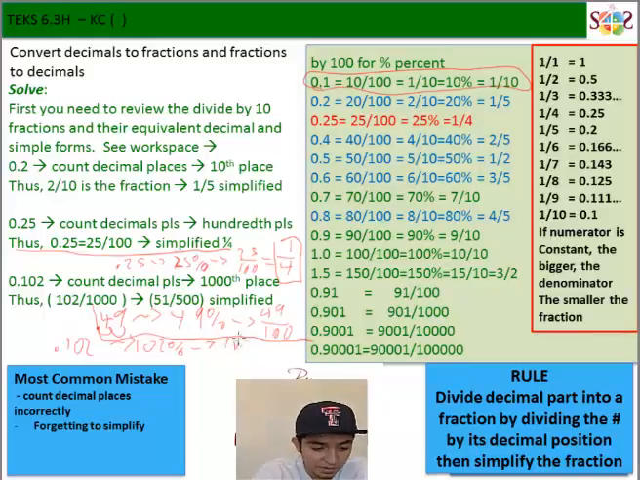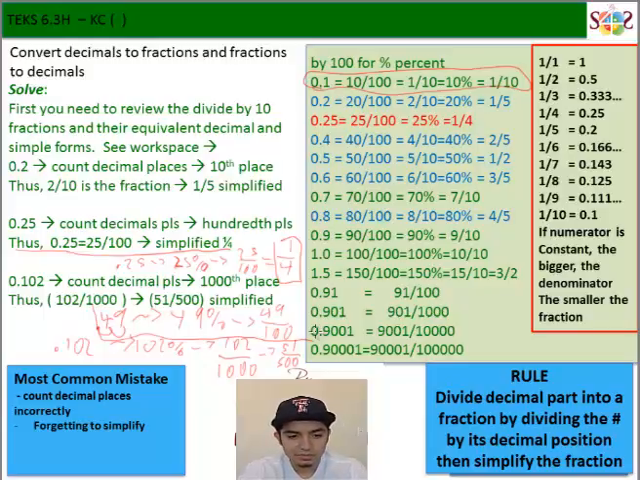And we can simplify this to 51 over 500. If you notice, we just simplified it by dividing by 2. We divided 102 by 2, which equals 51, and 1,000 by 2, which is 500, and that's how we got this fraction.